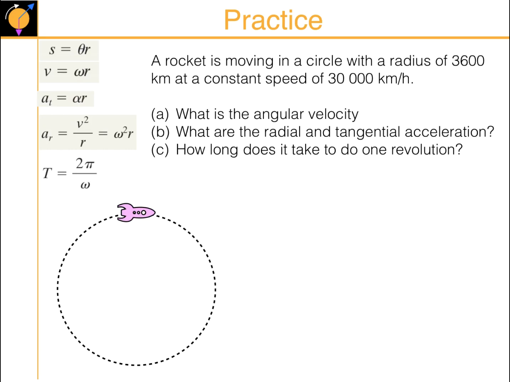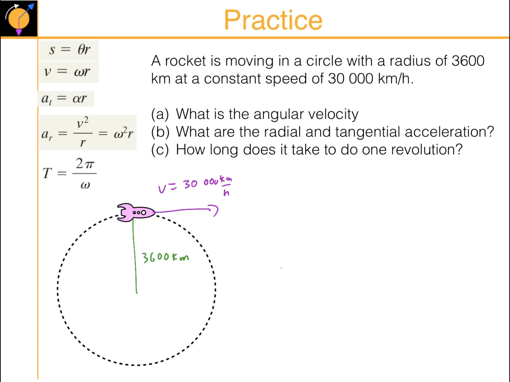A rocket is moving in a circle with a radius of 3,600 kilometers. That's a pretty crazy radius. So 3,600 kilometers, and it's going crazy fast. It's moving with a speed of 30,000 kilometers an hour. Why not? And then it asks, what's the angular velocity of this thing? What are the radial and tangential accelerations? And how long does it take to do one revolution? So we can do all of this.